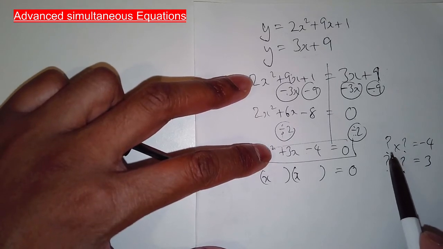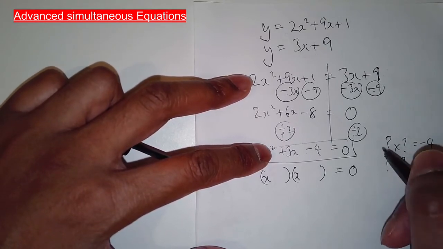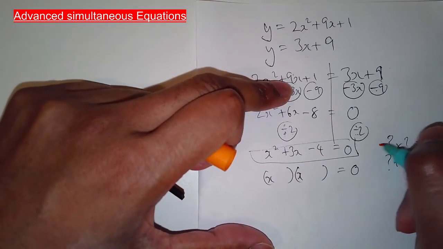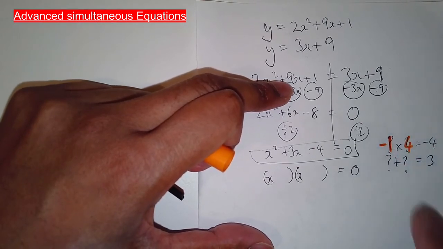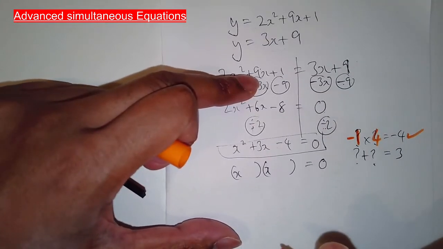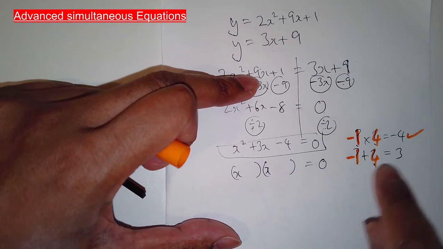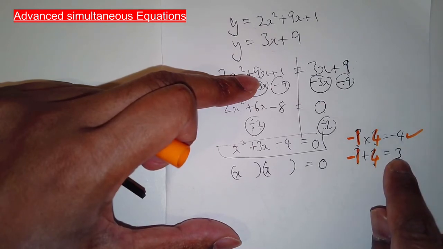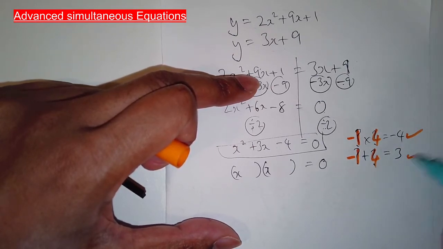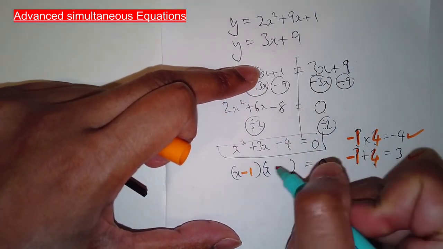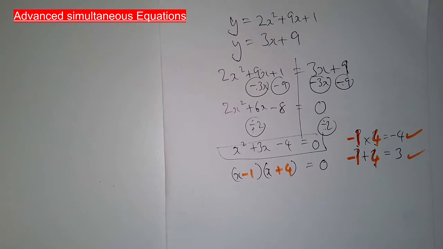So I'm thinking minus 1. Let's try minus 1 and 4. Minus 1 times 4 does give you minus 4. That one works. But does minus 1 add 4 give you 3? On the number line, obviously. Yes, it does. So minus 1 and the positive 4. Those are the two numbers that we're after.